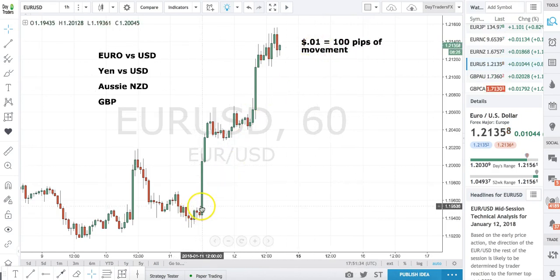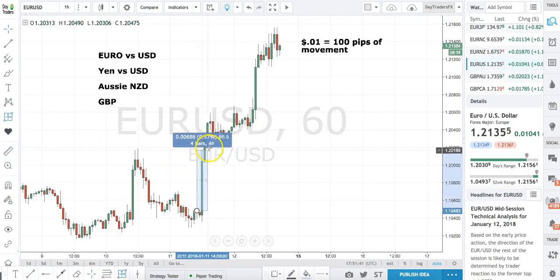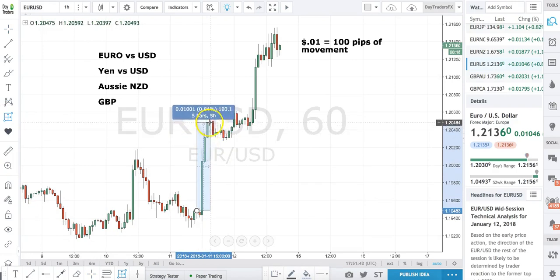To give you a little bit of context right here, let's just measure this little movement right here. Oh, how lucky of us. That's exactly 100 pips right there. That movement is 100 pips. Now, just to the naked eye, you could say, that's a pretty good movement. I could probably make some pretty good money on that.